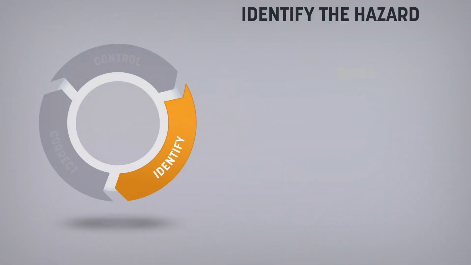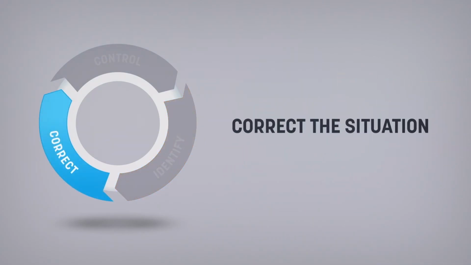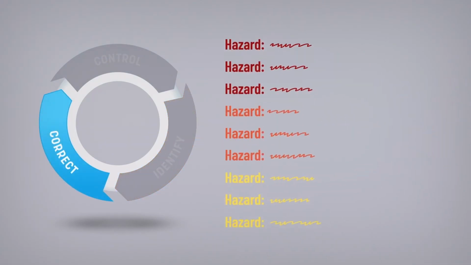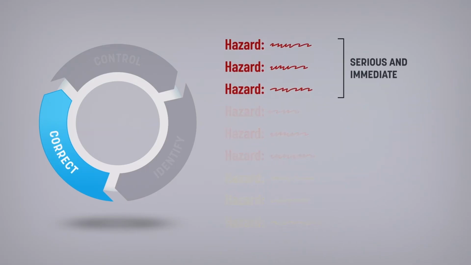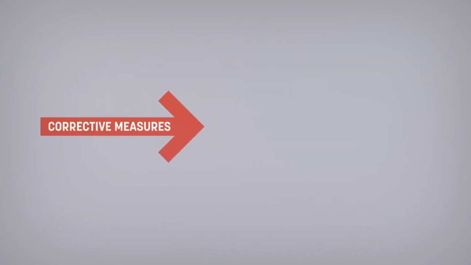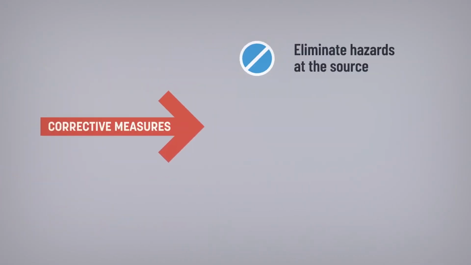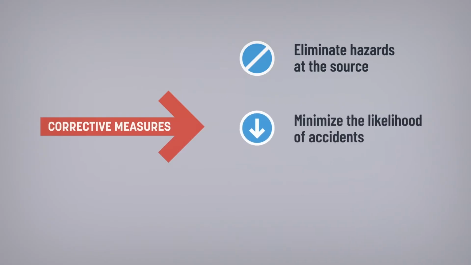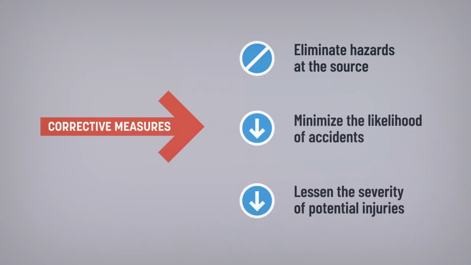Once you've identified the workplace hazards, it's time to take action and correct the situation. Start with the hazards that can have serious and immediate consequences on your workers, such as those considered zero tolerance. Then, correct the most frequent hazards. And finally, all other hazards. You can correct the situation by putting in place corrective measures that eliminate hazards at the source, minimize the likelihood of accidents, or lessen the severity of potential injuries.